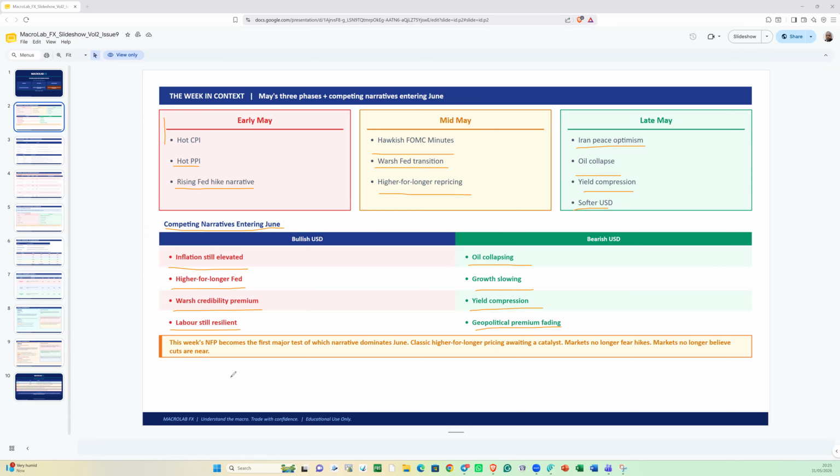Of course, there is one event that stands very strong this week, which is the NFP on Friday. Yes, we're going to get the labor market report this week.